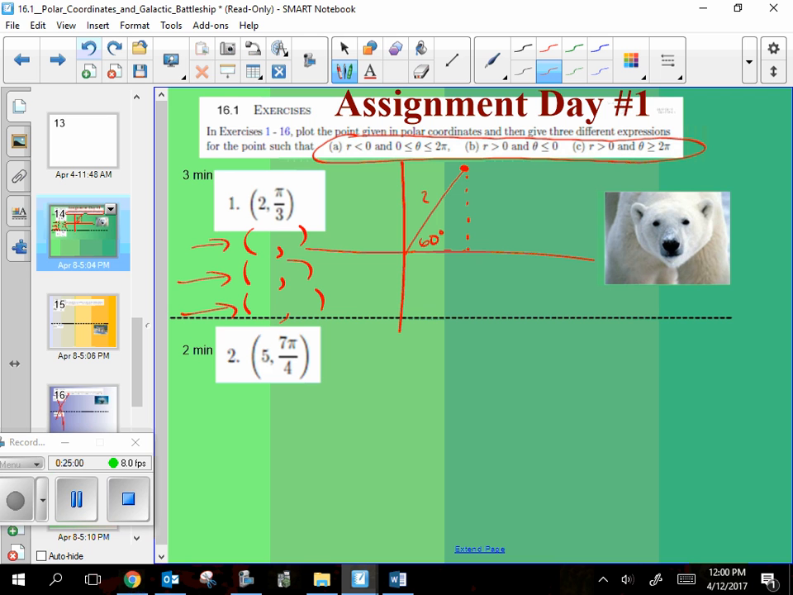One of which is to just give a different way to get there. 2 comma, instead of saying 60 or pi over 3, you would say around this way, which would be negative a bunch of pi over 3's. How many? 5 pi over 3. I agree.